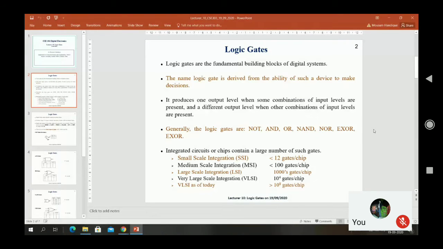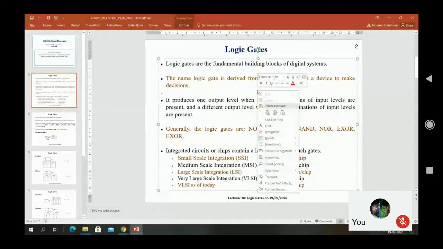So what happens, see here, logic gates. Logic gates are the fundamental building blocks of digital systems. In a digital system there are many types of components, many types of ICs. An IC is actually constructed by this type of gates. And if we are talking about some higher level, a gate is nothing but some type of operation. The name of logic gate is derived from the ability of such a device to make a decision.